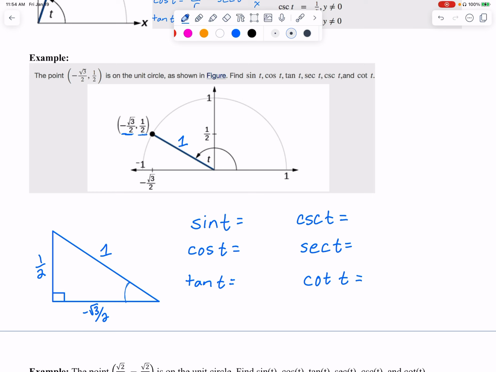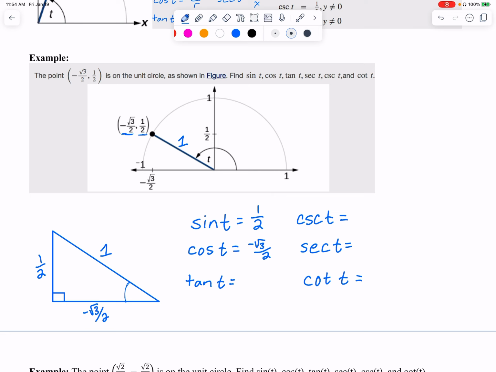Again, surprise, this is a unit circle triangle that comes up, so we get these ratios a lot. Sine, if we remember, is y over r. Well, r in this case is just going to be 1. So this is just 1/2, right? That's my sine. Sine is y over r, but r is 1 in this case. Cosine is x over r, so it's going to be negative radical 3 over 2.